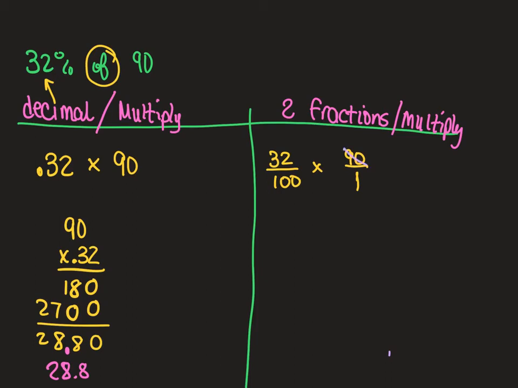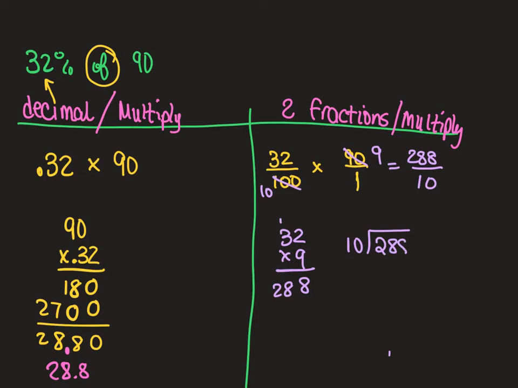So I'm going to make this a 9 and make this a 10. I'm dividing by 10 right away, simplifying by 10. Now I go straight across. 32 times 9 is 18, carry the 1, 288. So I have 288 on top, 10 on the bottom.